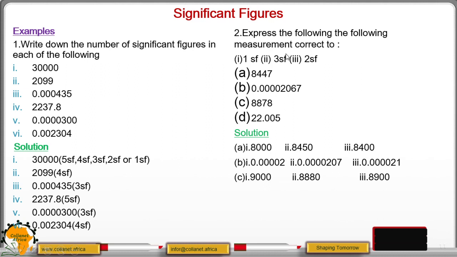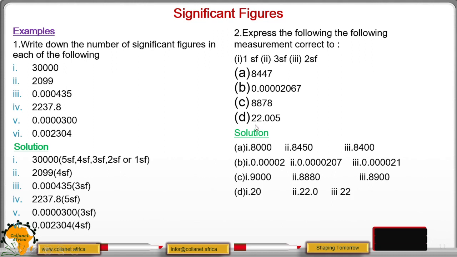Then, correct to 3 significant figures, you count 1, 2, 3. You look at the fourth digit, it is more than 5, so you add 1 to the previous, and you get 8,880. That is correct to 3 significant figures. Correct to 2 significant figures, you count 1, 2. Then you look at the third one, it is more than 5. You add 1. It becomes 8,900. That is correct to 2 significant figures.